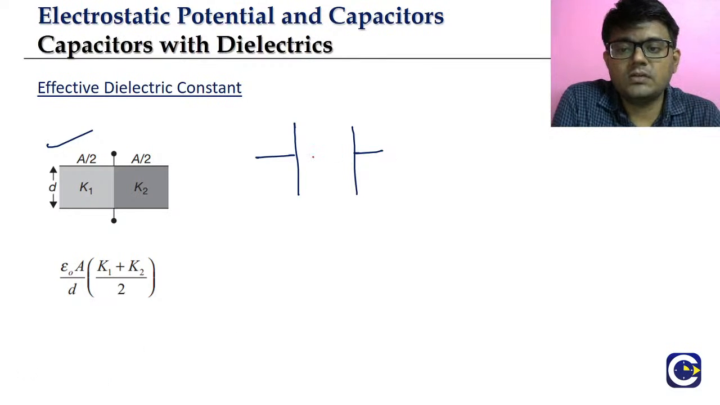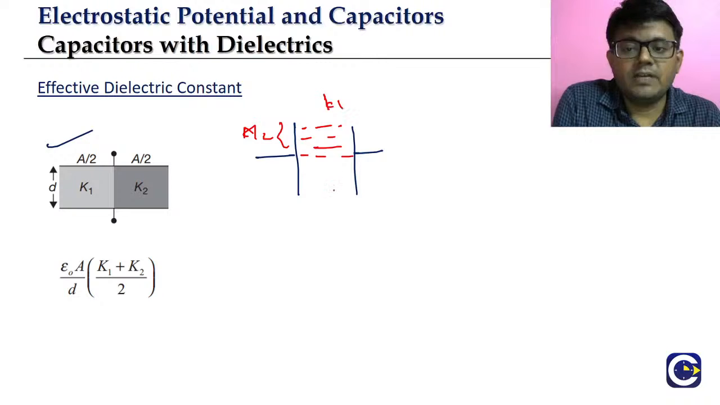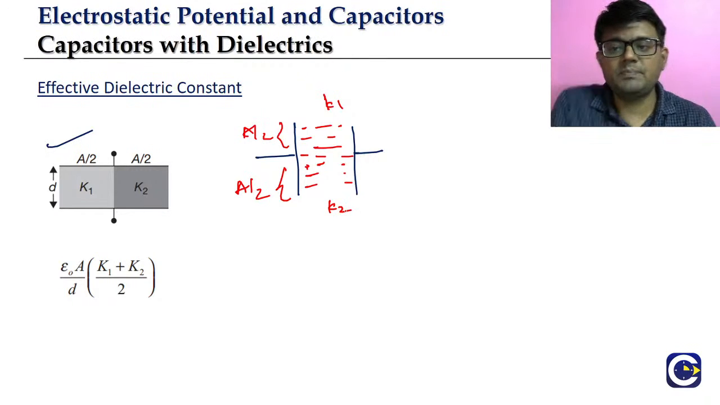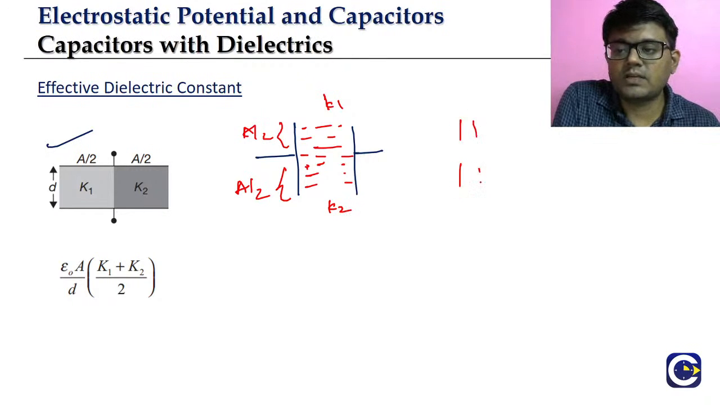It is like what? A by 2 area that is filled with medium K1, and another A by 2 area that is filled with medium K2. These two capacitors are like what? A parallel setup.